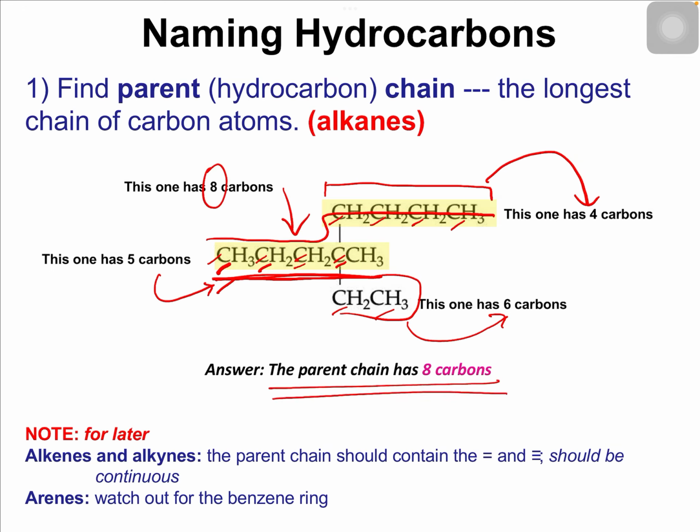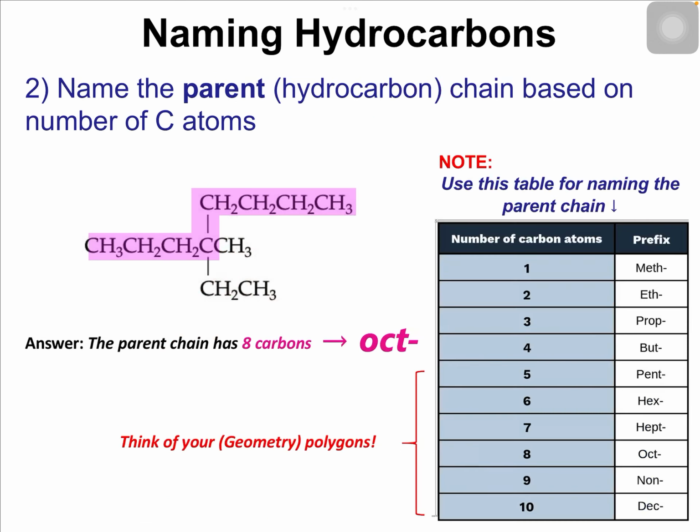Okay? So, I have here a footnote for alkenes and alkynes. Ganun din yung ruling. We also find the longest chain, but ang sabi sa rule doon ay dapat yung longest chain should always contain the double or the triple bond. Okay? For arenes naman, or our aromatics, watch out for the presence of your benzene ring. So, yung benzene ring, yun yung ating parang hexagon, yung piatos ninyo na may alternating double bonds.